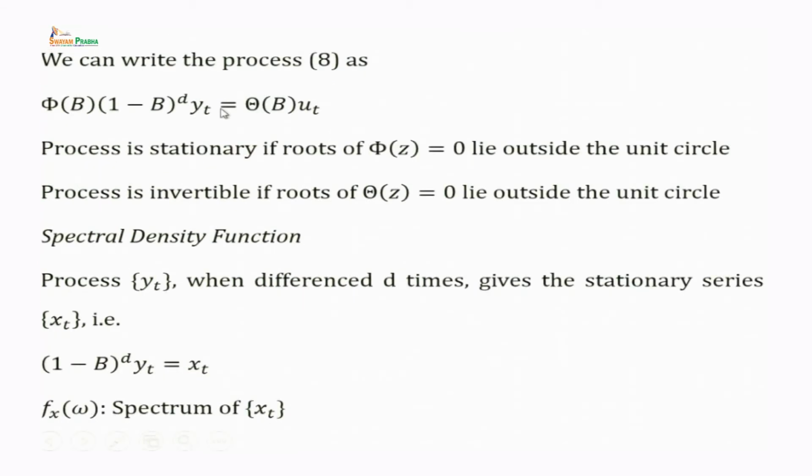Then you can write the process as phi B (1 minus B) to the power d y t equal to theta B u t. Again the process is stationary if roots of phi z equal to 0 lie outside the unit circle, and the process is invertible if the roots of theta z equal to 0 lie outside the unit circle. Then we can also obtain the spectral density function of the process.